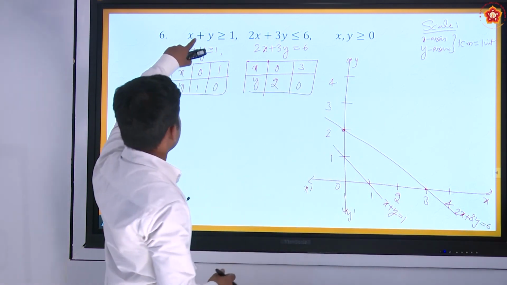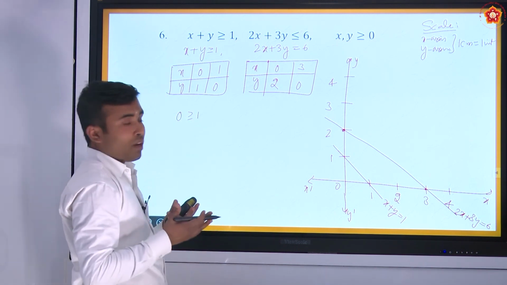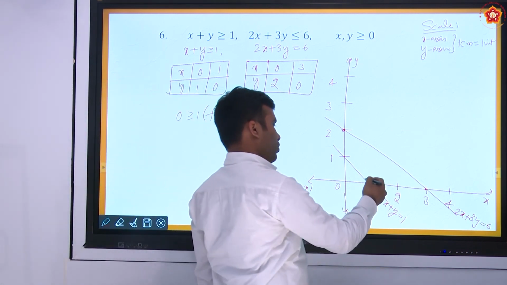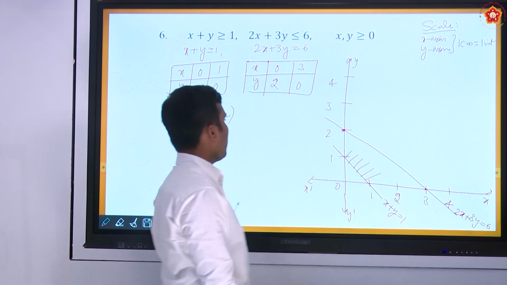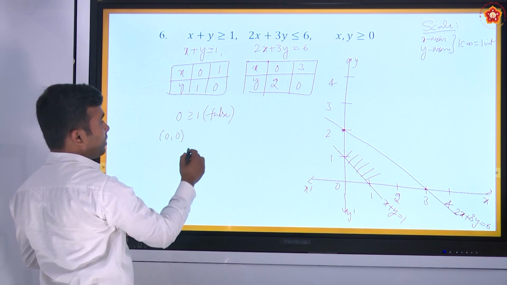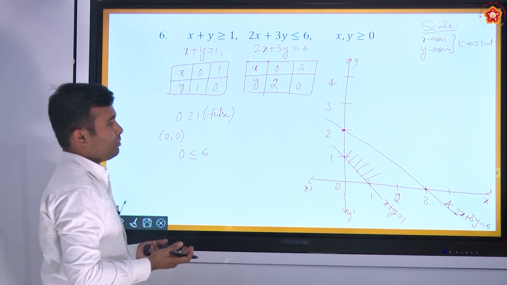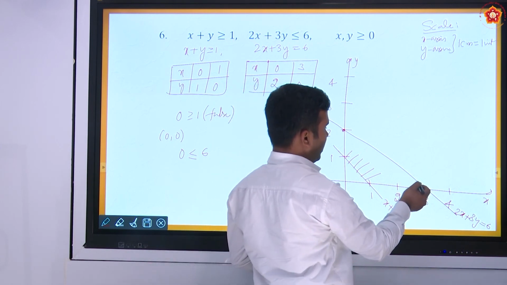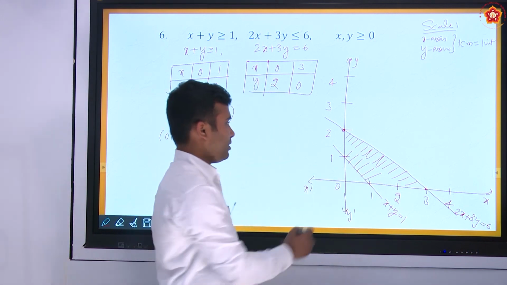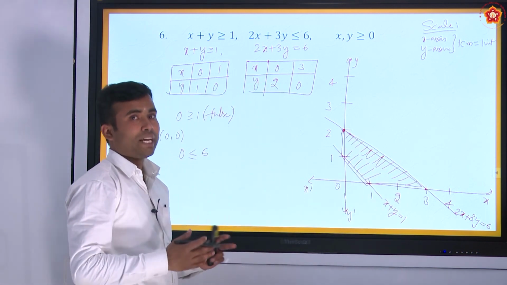Now let us put 0 for x and y in the first inequality. It will be 0 is greater than or equal to 1, which is false. Therefore the region for the first inequality is away from the origin. In the other inequality, if you take x is 0 and y is 0, it becomes 0 is less than or equal to 6. So the solution region of this inequality will be towards the origin. The common region between these two lines is this one. This is the solution region for both.